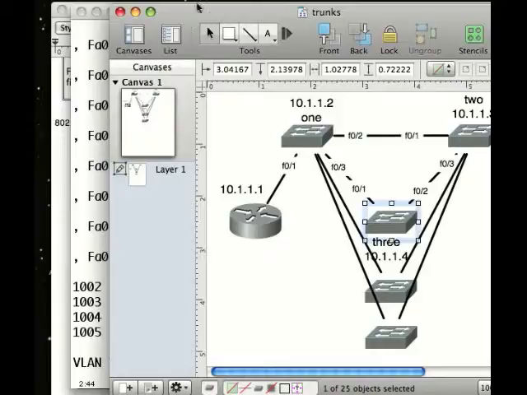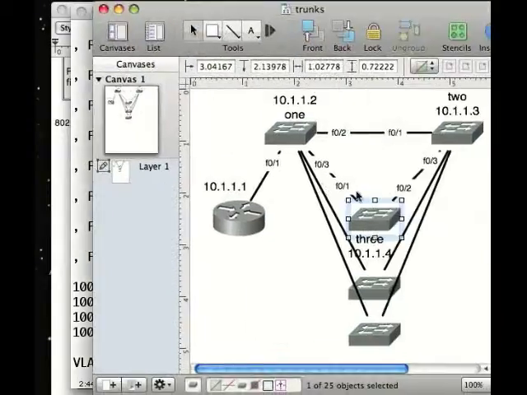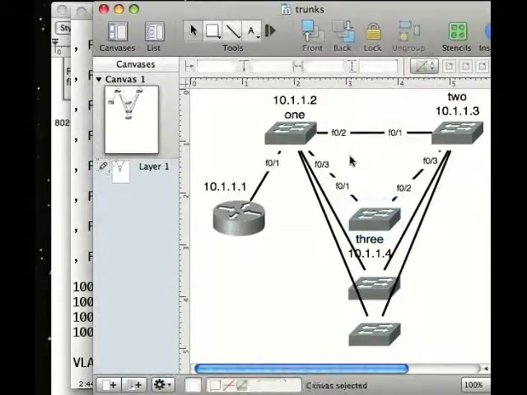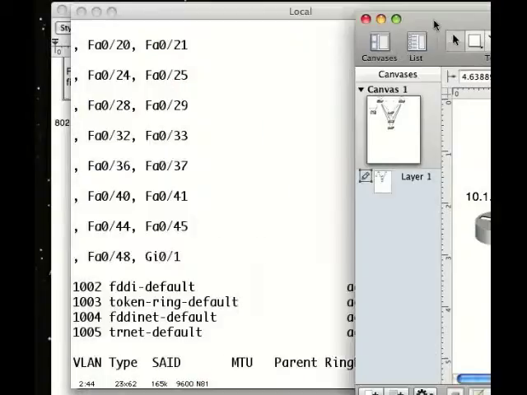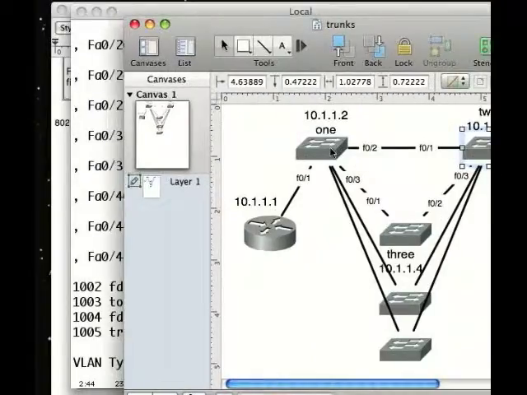Right now we're just configuring and bringing up trunks. That means in order for our network to work, we're going to have to manually configure all 3 of our VLANs on all 3 of our switches, which is a pain in the neck. And it's error prone. It's not just a pain in the neck, it's error prone.